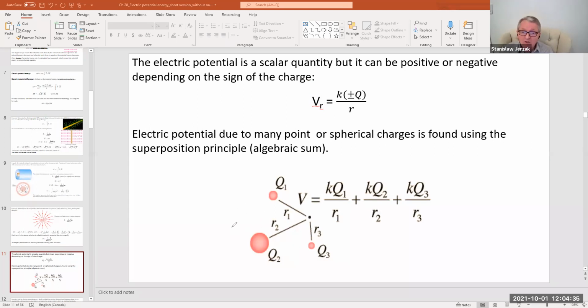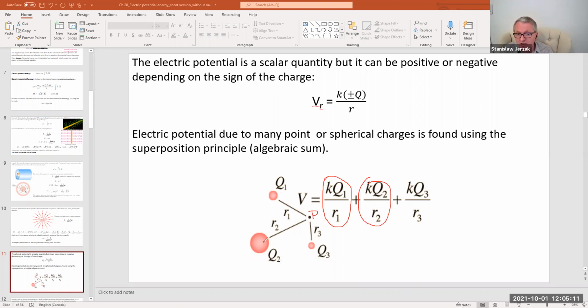If you want to calculate electric potential due to many charges at a certain point, let's say I have 3 charges, Q1, Q2, Q3, and all charges are positive, then the total potential at this point, maybe I call it point P, you have to use the superposition principle. You have to calculate potential due to each charge separately. So this is the potential due to charge Q1, which is a distance r1 from point P. Q2 would produce its own potential given by this expression.